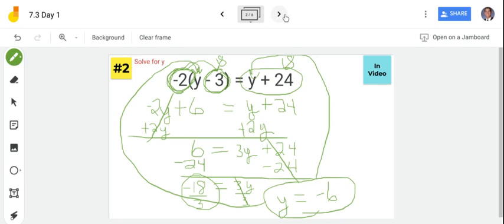Okay, so number 3, 4, and 5, you'll try on your own. Use the 5 steps to solve the equation, and this last frame tells you how to turn it in.